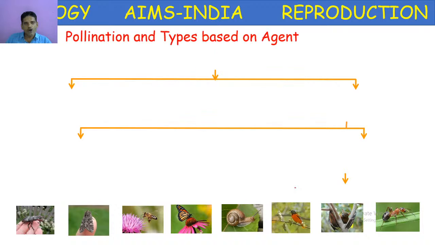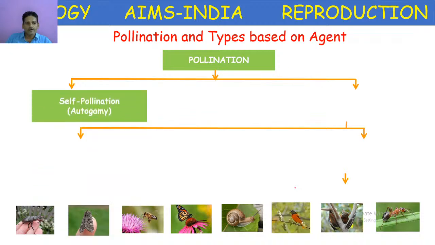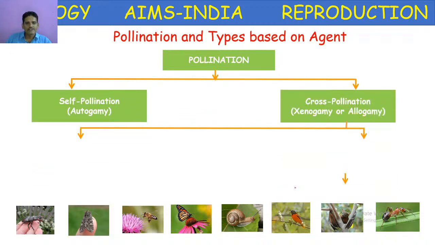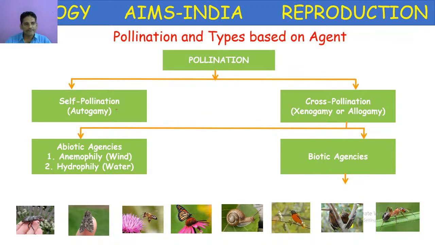Next, let us see how pollination takes place by different agents. There are two main methods of pollination, self-pollination and cross-pollination. They occur by means of abiotic agents and biotic agents. Self-pollination is also called autogamy. Cross-pollination is also called allogamy or xenogamy. These are the technical terms.